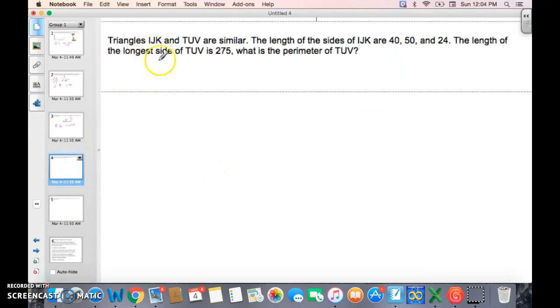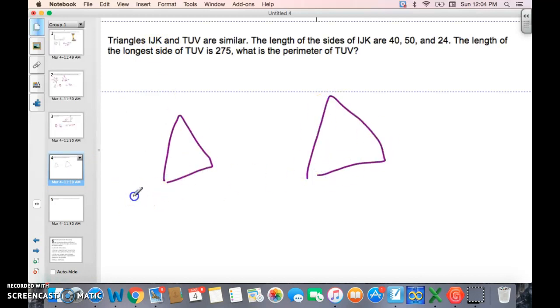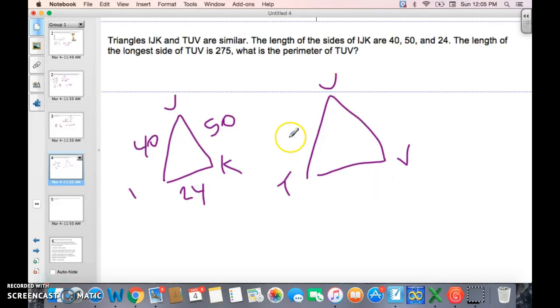All right, another example, I have these two triangles. This is IJK. Again, I'm drawing the picture like I have to. TUV. Okay. So the lengths of the sides are 40, 50, and 24. And then the length of the longest side of TUV has got to match up with the longest side. So this is the longest side. So it's going to be over here, 275. And I want to know what is the perimeter.